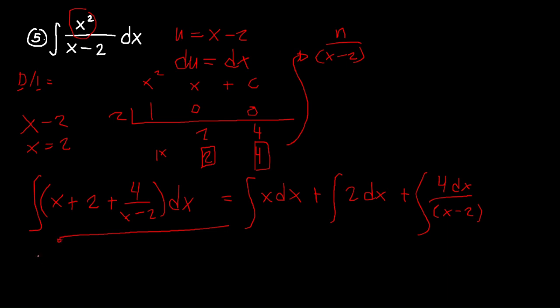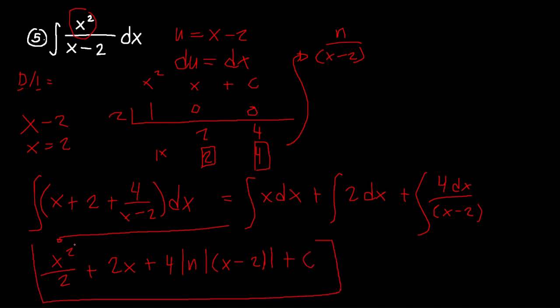We can write this as x squared over 2 plus 2x plus 4 ln of x minus 2 plus c. And that is actually your final answer, and that is it.